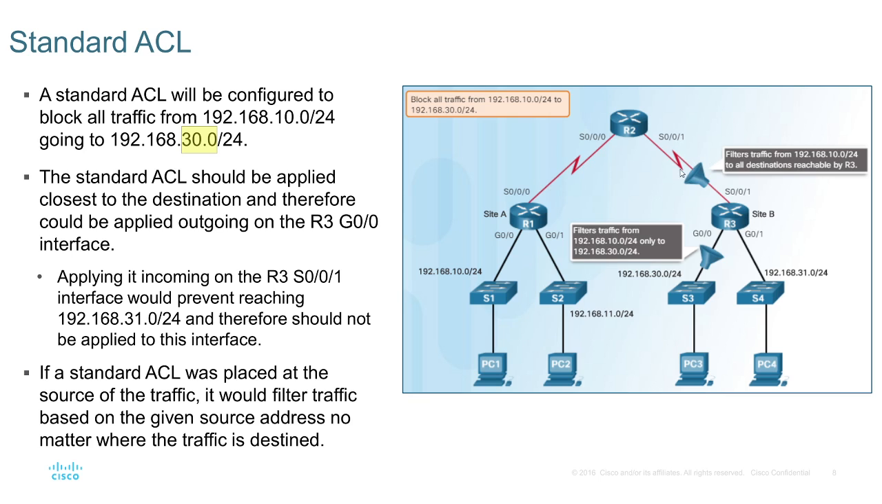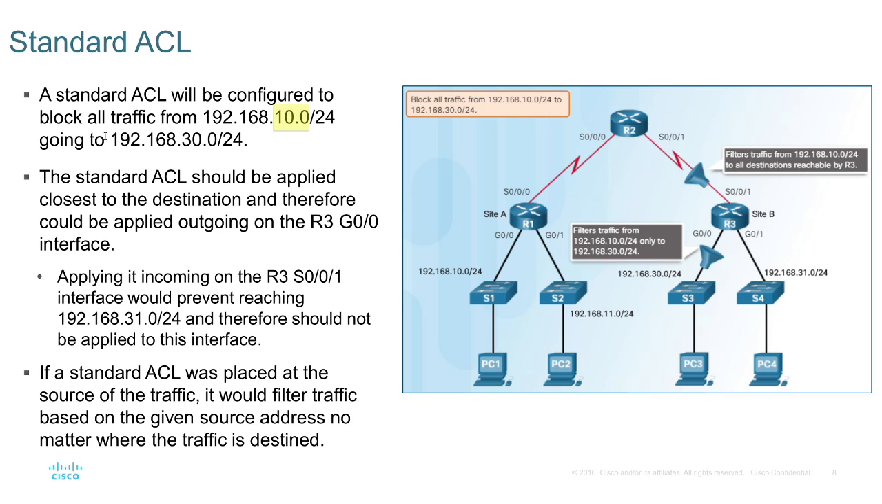If you put that rule anywhere else, here or here, what that would mean is, for example, if you put the rule here, that would make any traffic coming from 10.0 also not going to 31.0. So we only want to block it to 30.0, but if we put the rule here, it would also block it for 31.0. So that is why we have to put the rules closer to the destination itself.